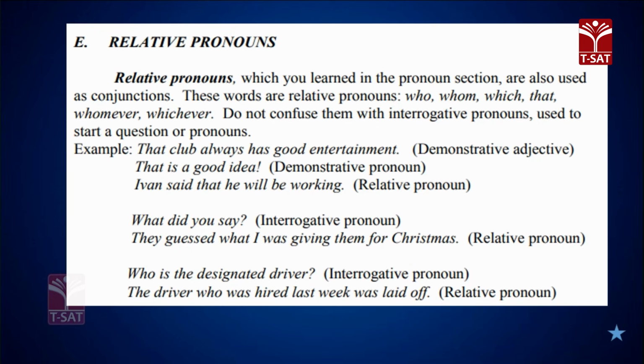And the last type of conjunctions is relative pronouns. At times, these relative pronouns are also used as conjunctions, right? And these words are relative pronouns: who, whom, which, that, whomever, whichever. I repeat: who, whom, which, that, whomever, whichever. Okay? And don't confuse them with interrogative pronouns used to start a question. Now, examples of how they are used are given here.